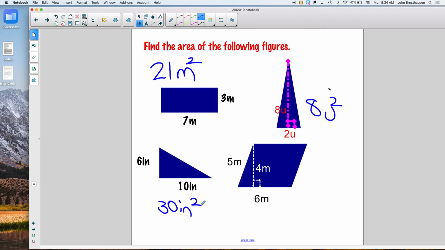Gotta divide by 2. What's the area of that parallelogram? Remember, label units squared. Put a little 2 there. What's the area of the parallelogram? Jack, please try it. Base times height, yes. So 6 times 4 is 24 meters squared.